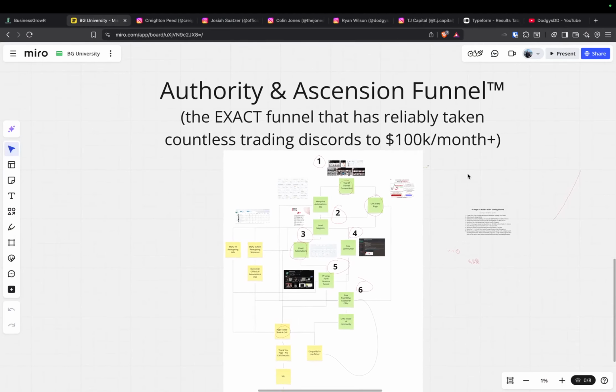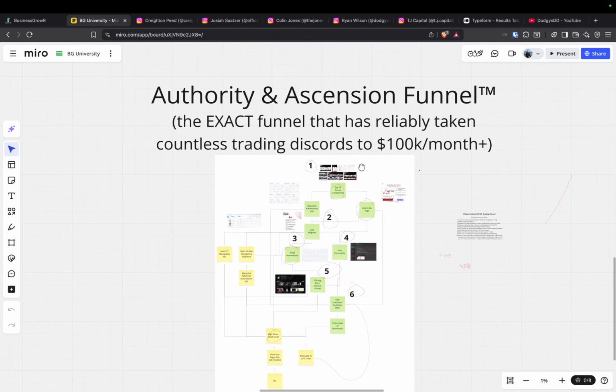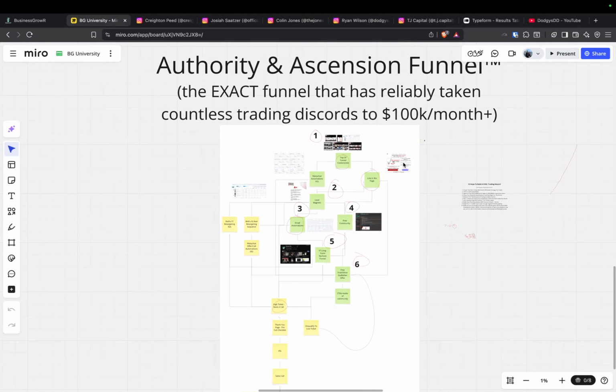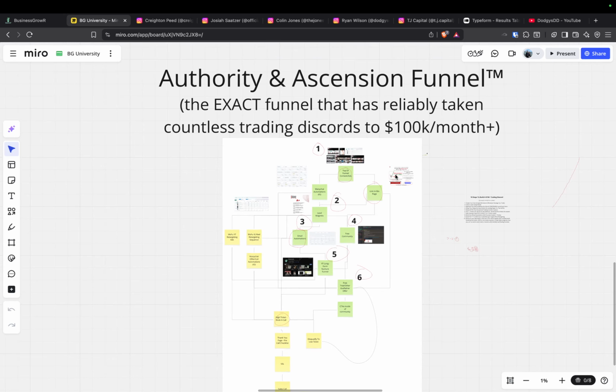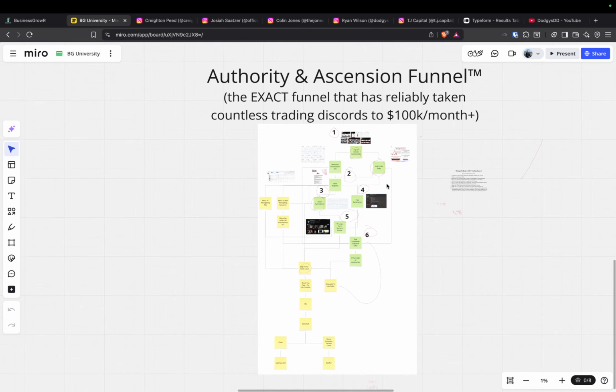I'm sure if you've been on our channel, you've seen the screenshot before. It's pretty much the exact funnel we build in a ton of $100,000 per month trading discords. In this video, I wanted to walk through the other side of that, because even if you have a funnel that converts at 100%, if you don't actually send anyone through it, it's completely worthless, right?